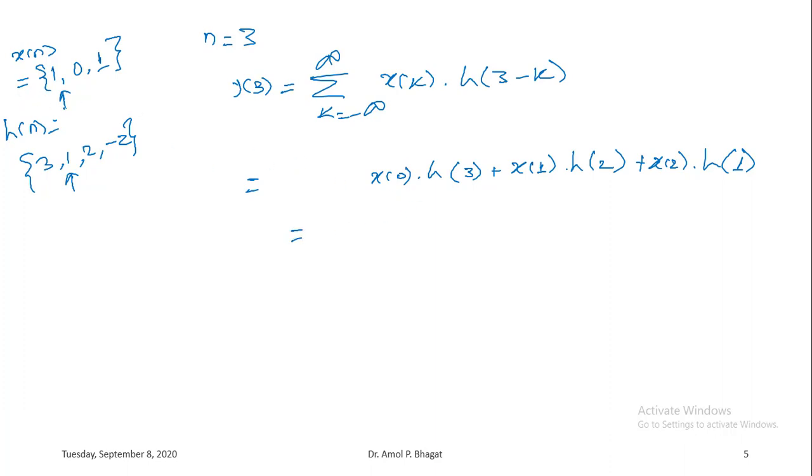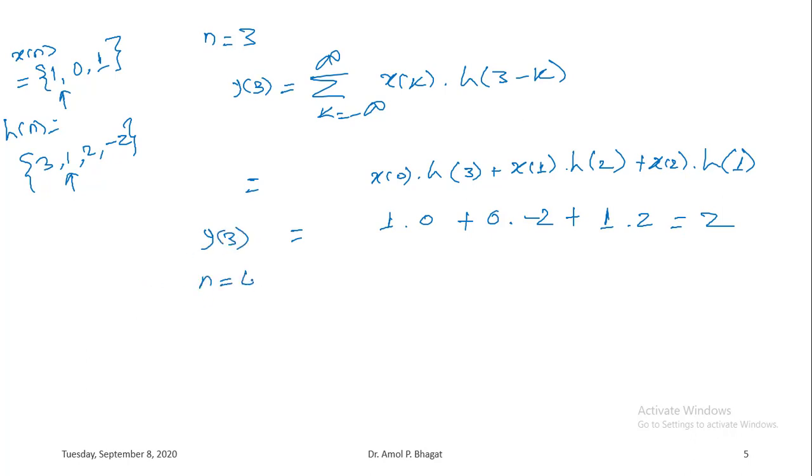So x of 0 is 1, multiplied by h of 3, which is not there, so it will be 0. Plus x of 1 is 0 multiplied by h of 2, which is minus 2, plus x of 2 is 1 multiplied by h of 1. H of 1 is 2, so it will be 2. Simply, so this is y of 3.